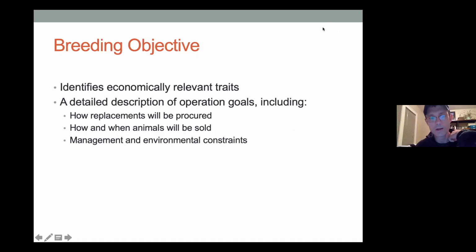And then it also identifies any management or environmental constraints, because at the end of the day, those really manifest into economic considerations. So if labor's limited, that changes the relative importance of some traits, or if feed availability is limited, that changes emphasis on certain traits.